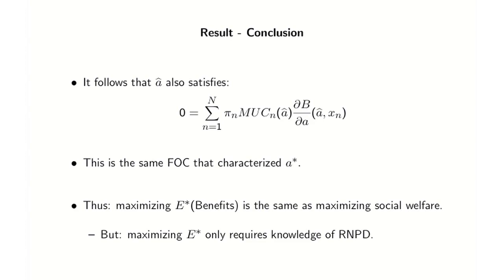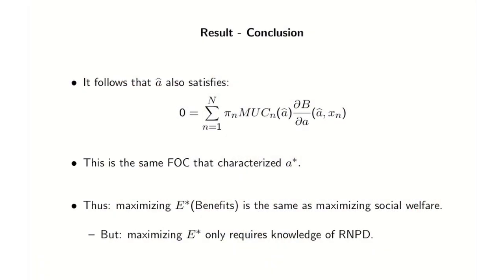And then we have this: that the A hat must also satisfy this object, where I substituted out for the Qs the marginal utilities of consumption times our probabilities, and then I've got the marginal benefits. But this is the same first order condition as I got when I maximized social welfare. Really another version of the second welfare theorem just being replayed for you. So maximizing E star here only requires a knowledge of the benefit. If I try to find an A hat that solves this, all I need to know is the Q stars, and that I can get from market data.